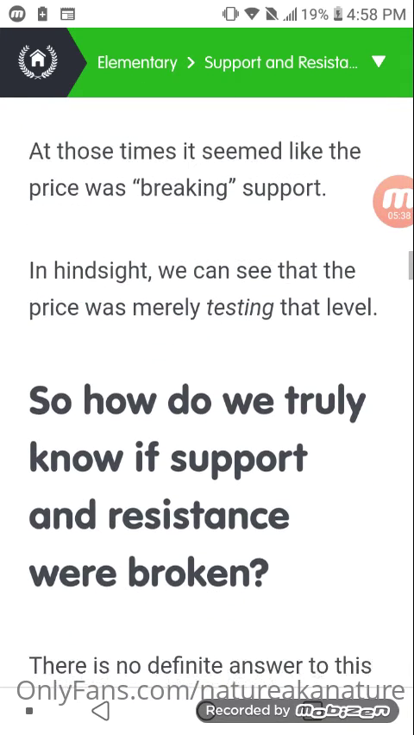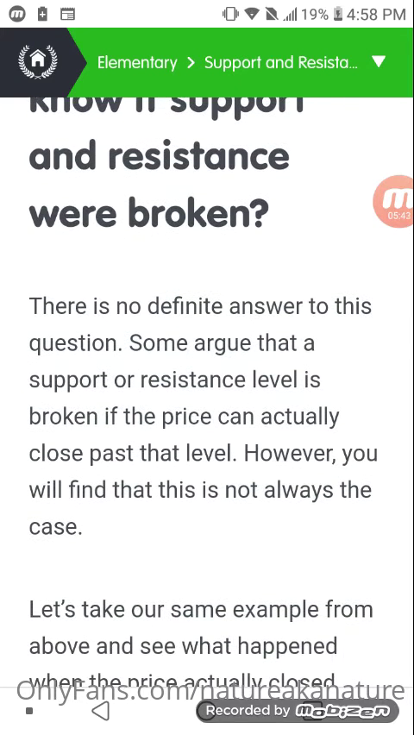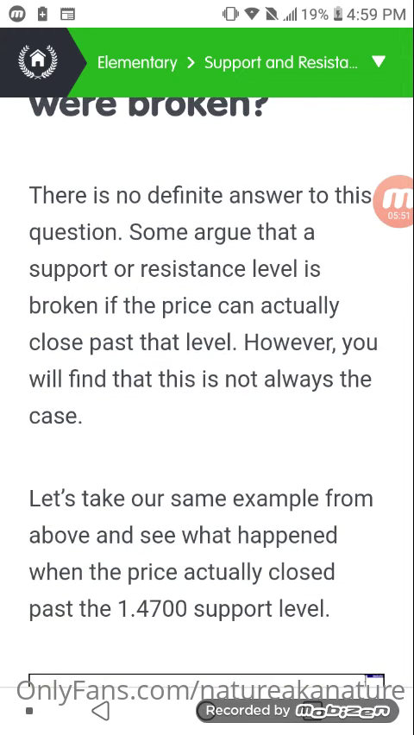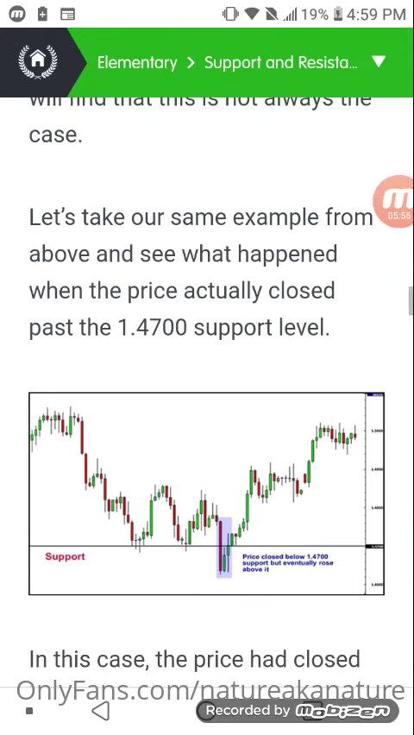So how do we truly know if support or resistance were broken? There is no definite answer to these questions. Some argue that support or resistance levels are broken if price can actually close past that level. However, you find that this is not always the case. Let's take another example from above and see what happens when price actually does close past the 1.7 support level.